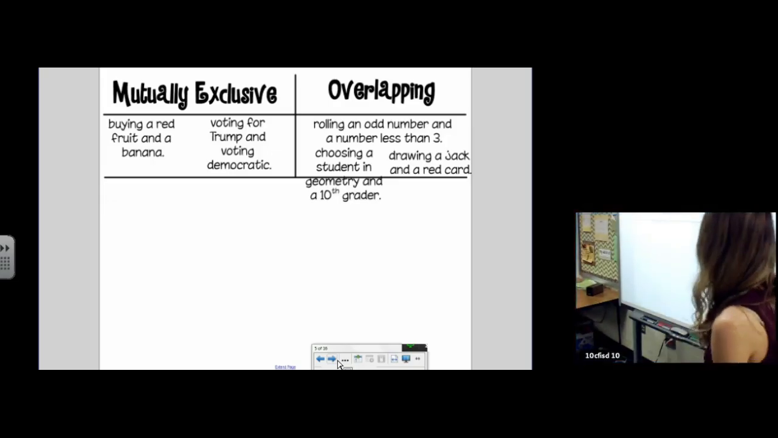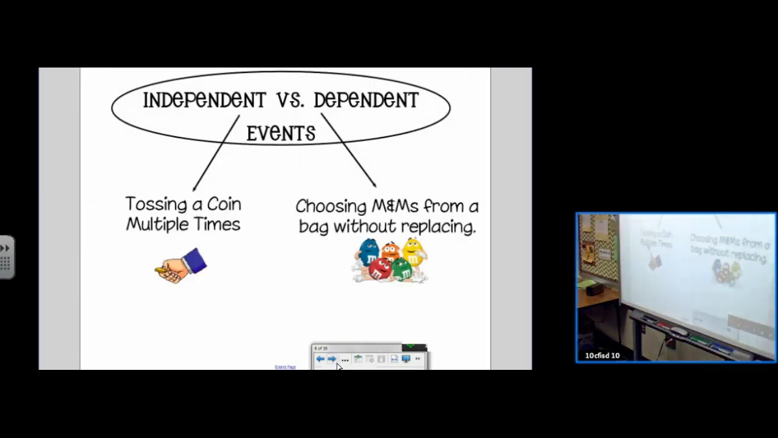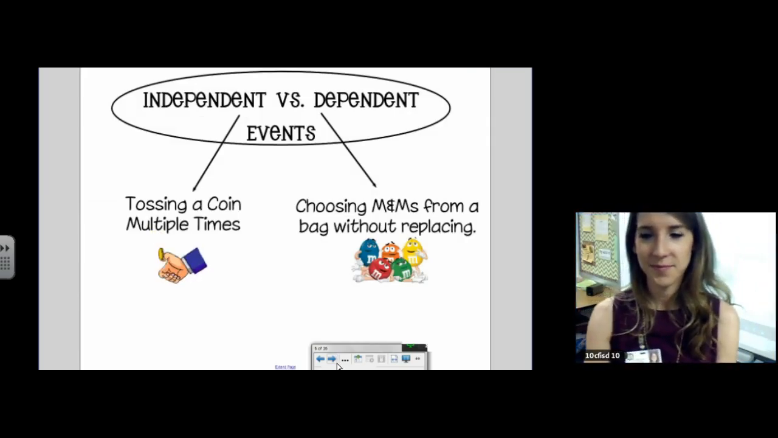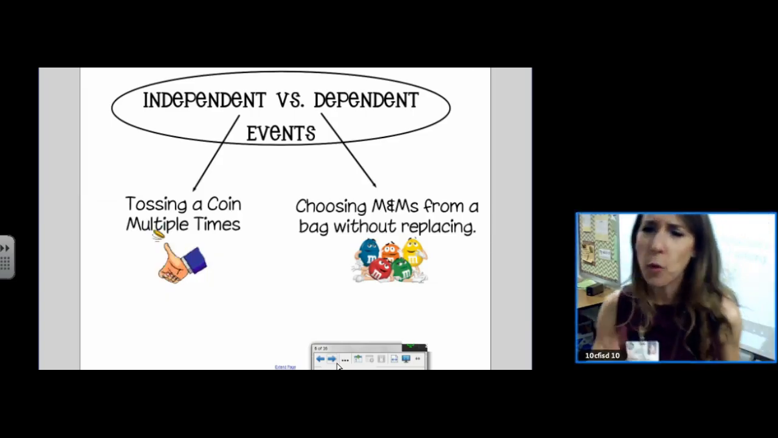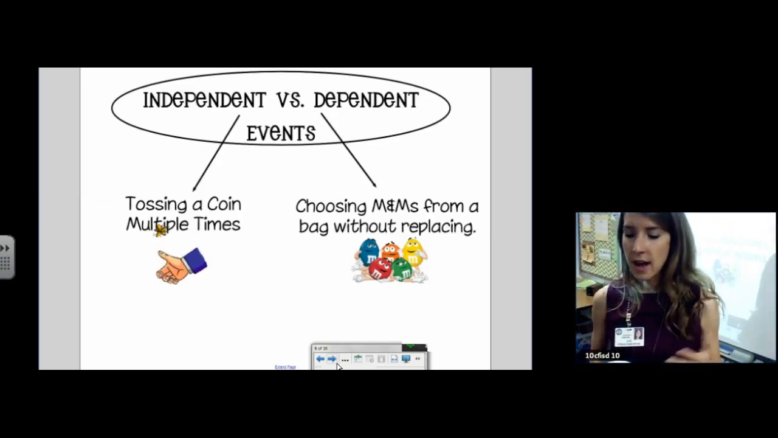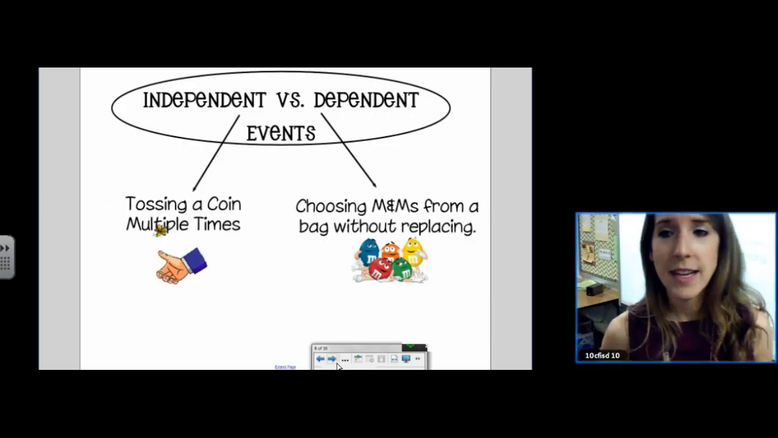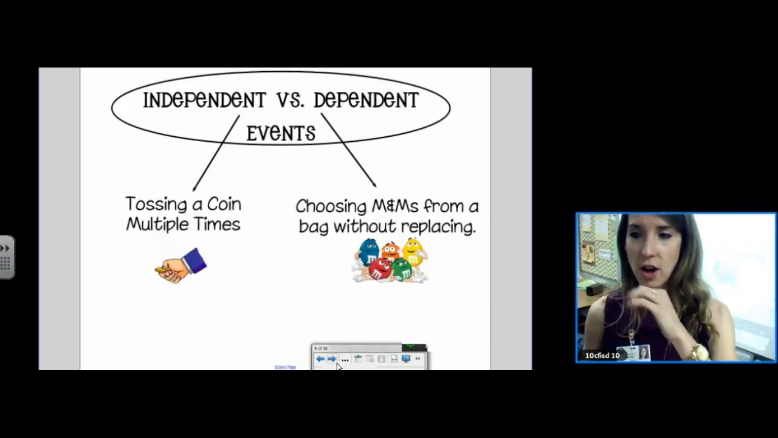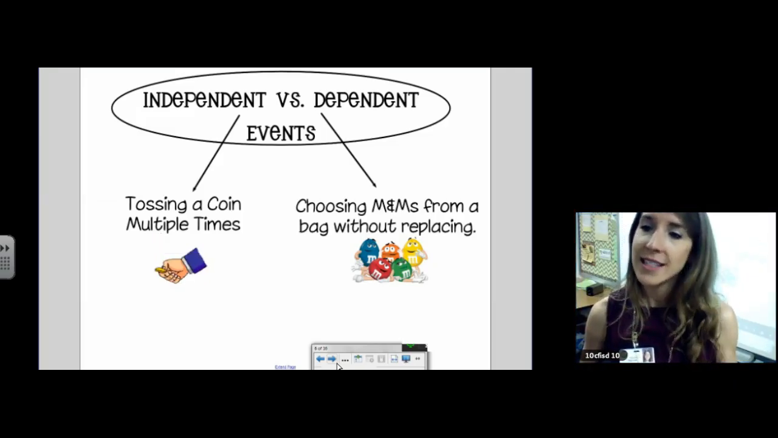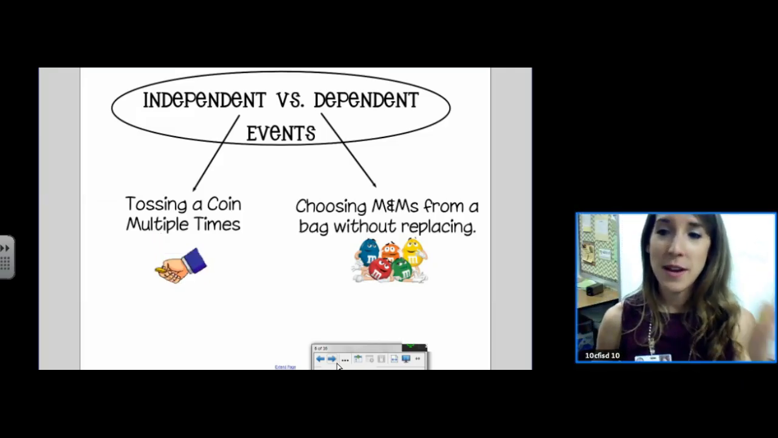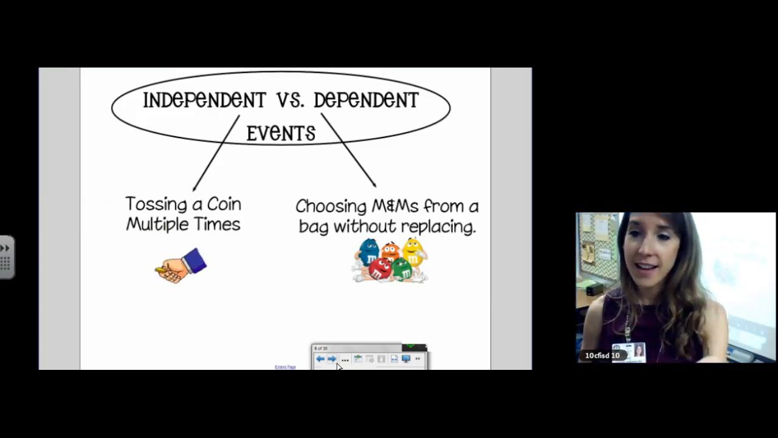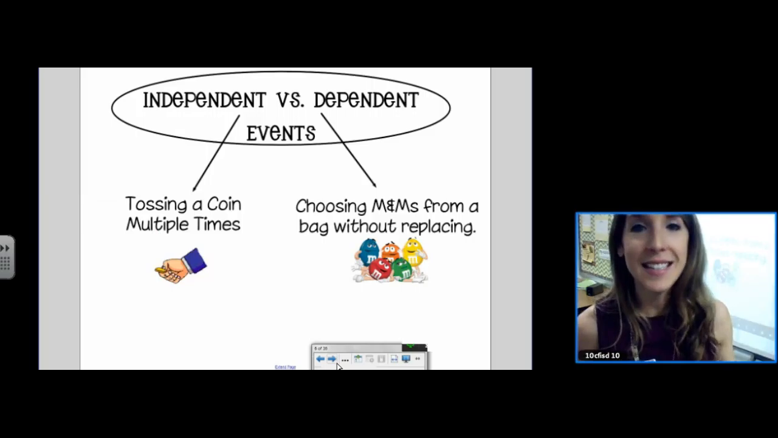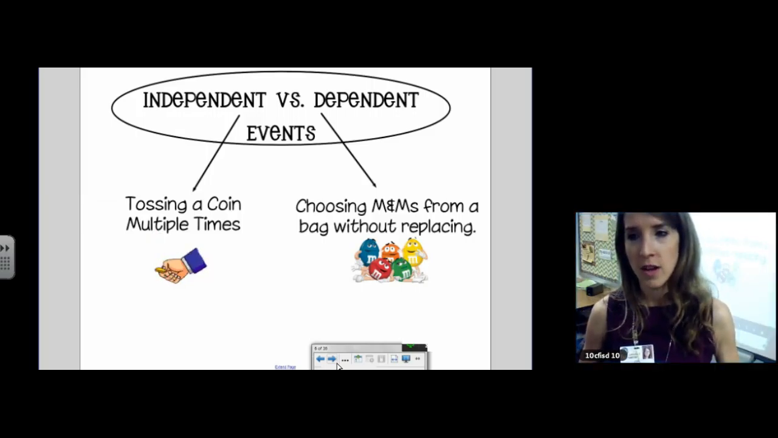Okay? All right. Write this down. Independent events versus dependent events. I'm not having you write down the formal definition of each of these. I just want you to write down an example. Independent is when your first trial does not affect your second trial at all. Dependent is when your first trial has an effect on the second one. So, in other words, the second trial depends on what happened in the first trial.